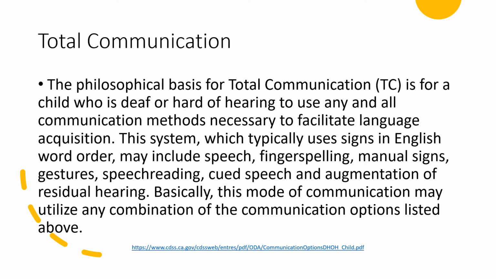The last area we're going to look at is called total communication. The thought behind total communication is that a child who is deaf or hard of hearing will use any and all communication methods necessary to help them understand the language acquisition. This system can use signs in English word order, and may include speech, fingerspelling, manual signs, gestures, speech reading, cued speech, and any other kinds of use of residual hearing. Basically, this mode of communication uses any combination of the communication options listed above to ensure the kid has access to what's going on.